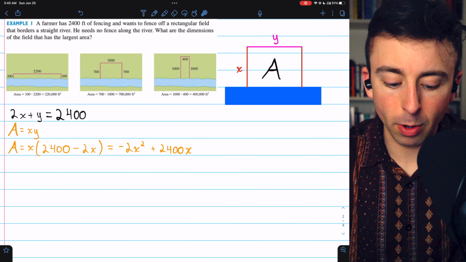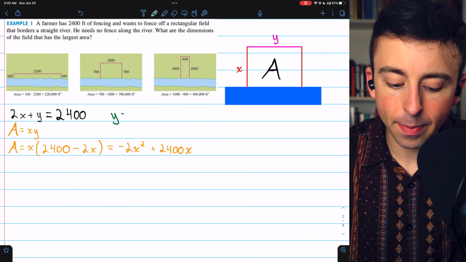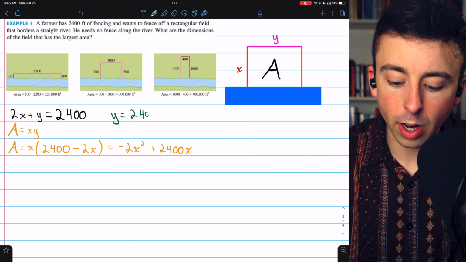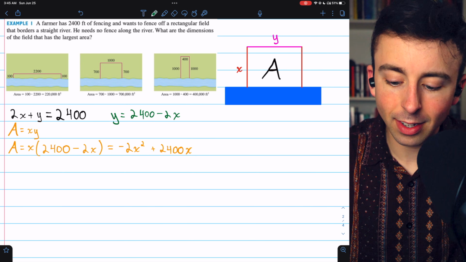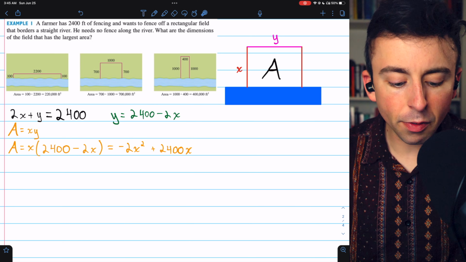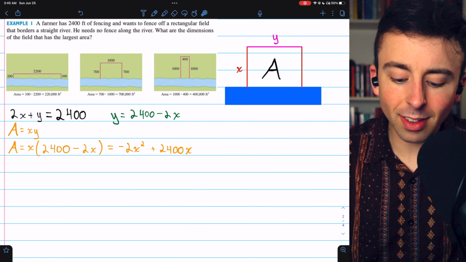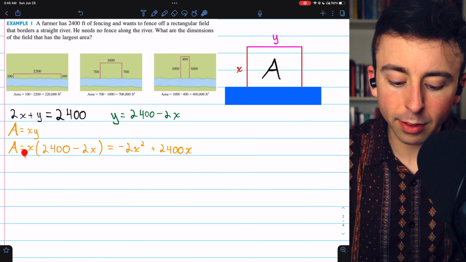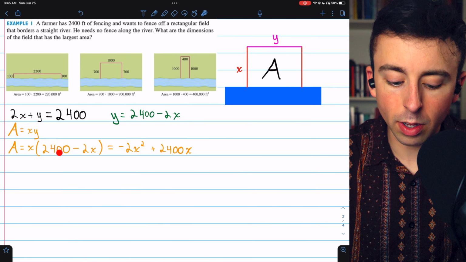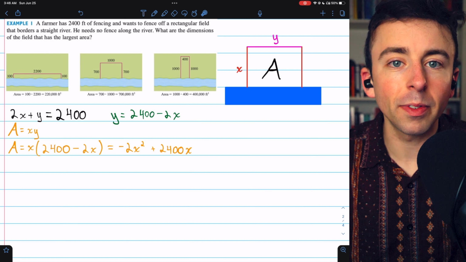This is step 3, by going back to our secondary equation and solving for y. y is equal to 2,400 minus 2x. And then we can plug that in for y in our area equation to find that the area is equal to x times (2,400 minus 2x), which is the same as negative 2x squared plus 2,400x. Now we have a primary equation in terms of a single variable.